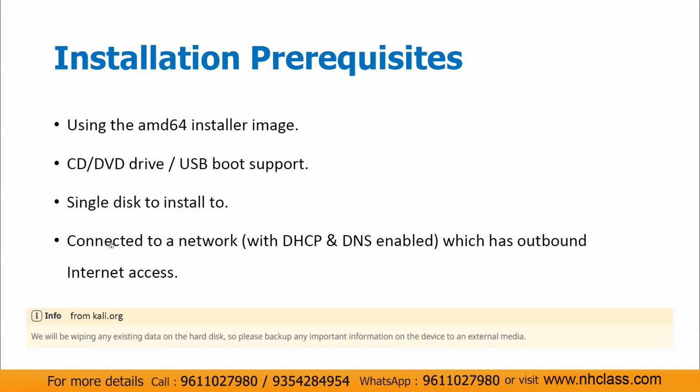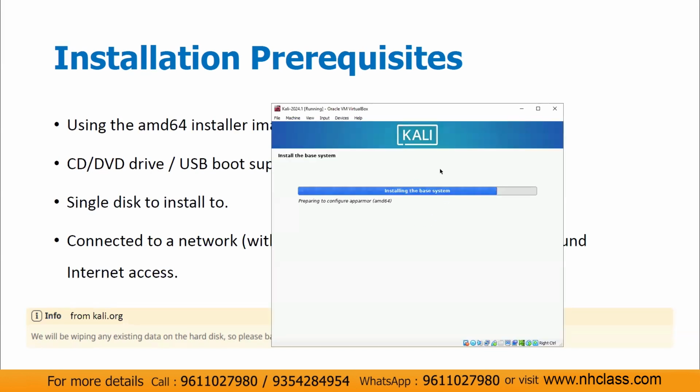Another recommendation: if that system is connected to a network with DHCP and DNS enabled, which gives outbound internet access, then you can download these images and burn the image like that. And keep in mind some info from Kali.org itself: we will be wiping existing data on the hard disk. So please back up any important information on the device to external media. Okay, the install process has reached here.